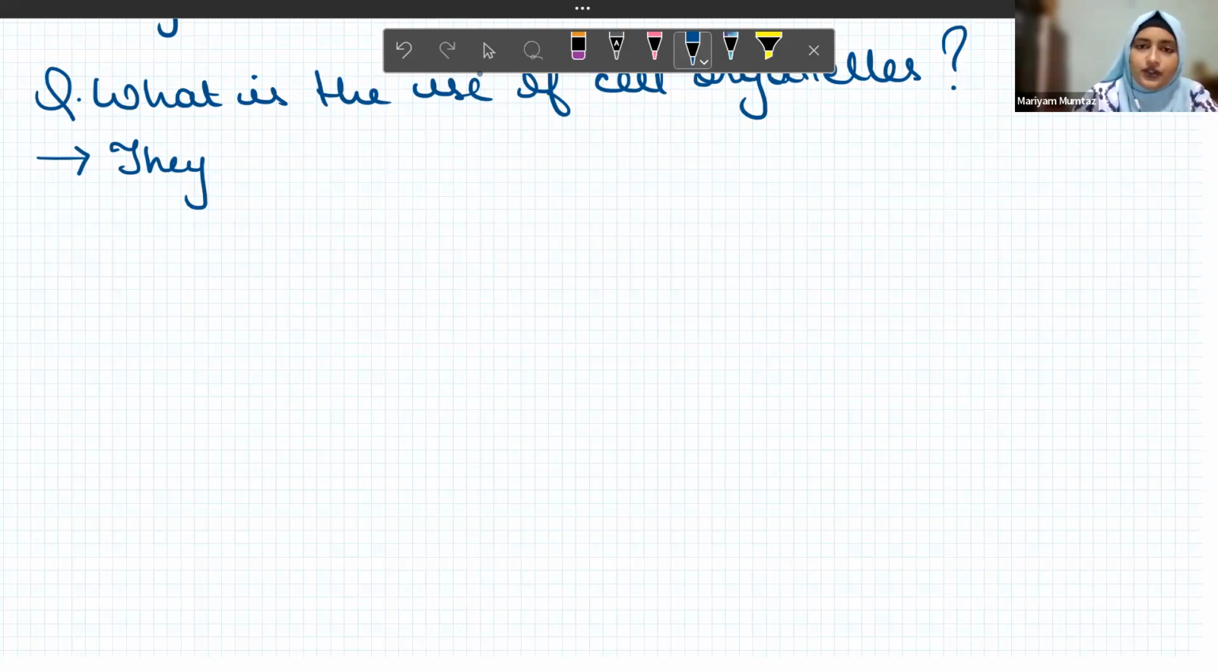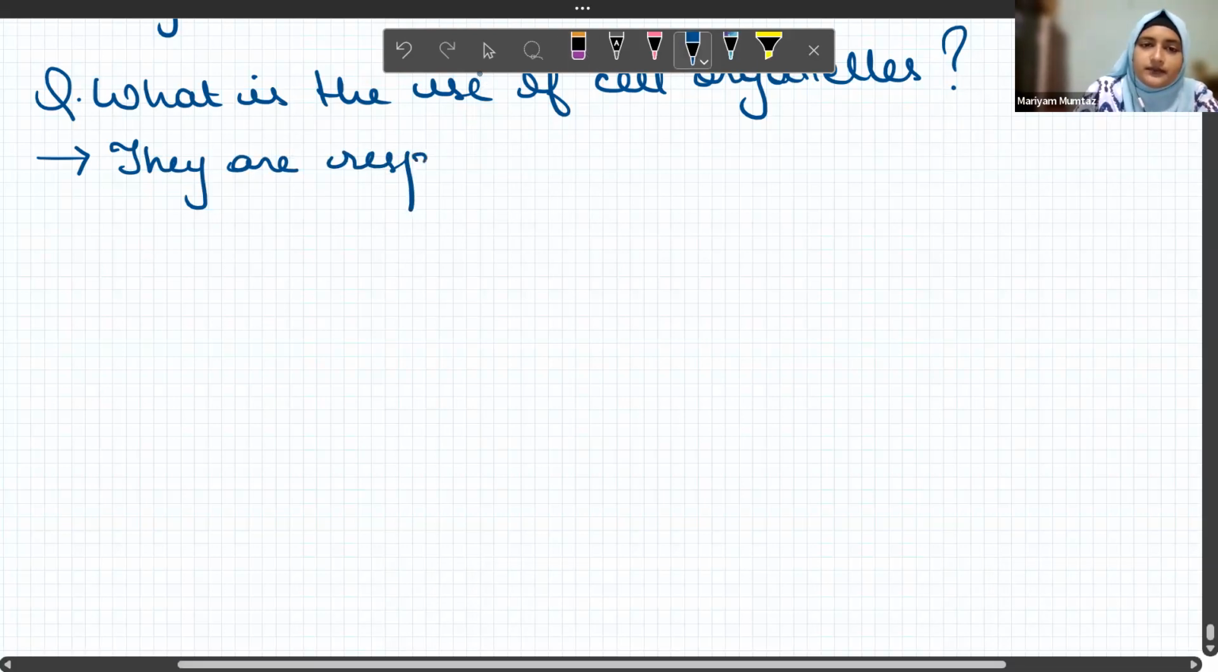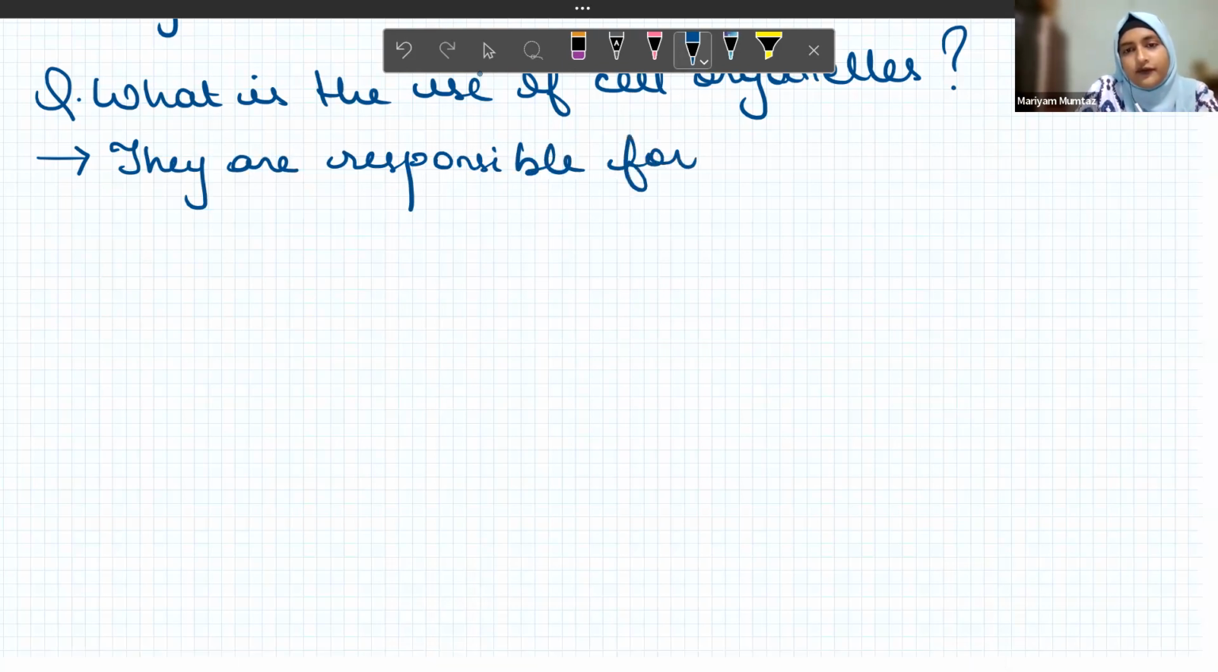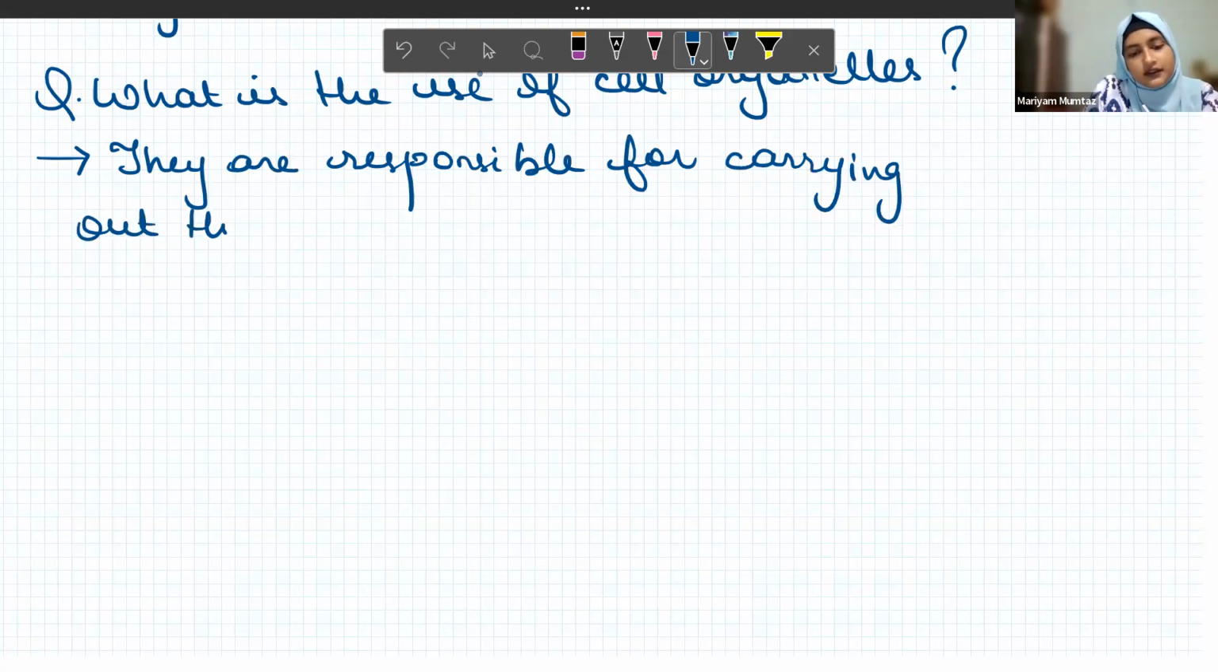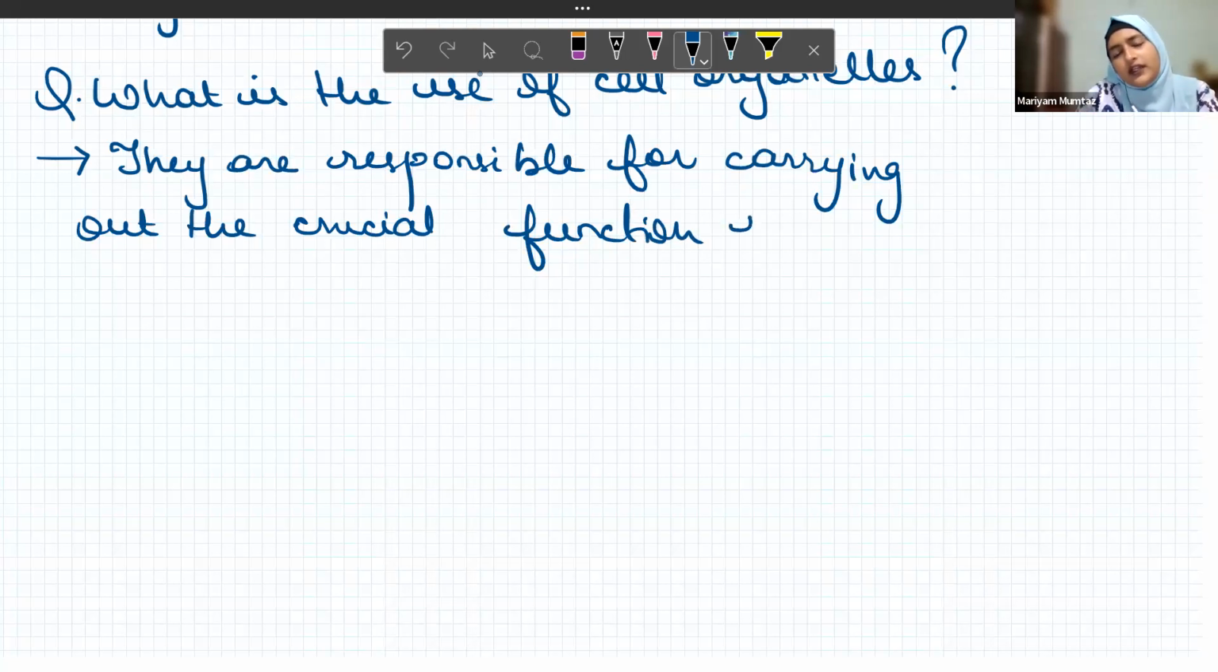So you will write the answer. You already know the answer: they are responsible for carrying out the crucial functions in the cell. Clear?